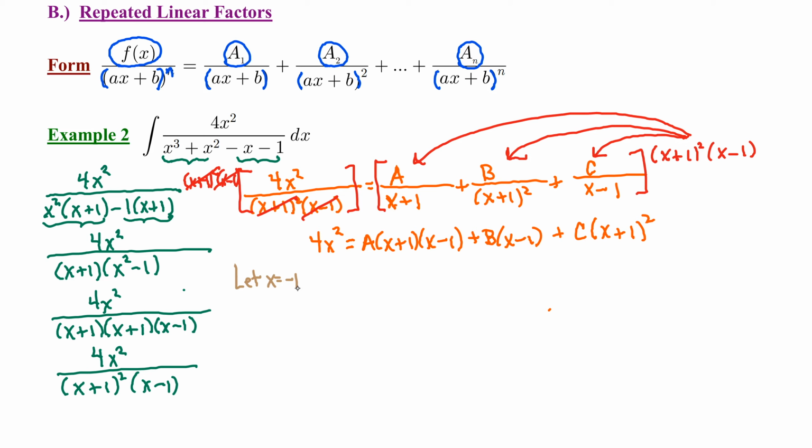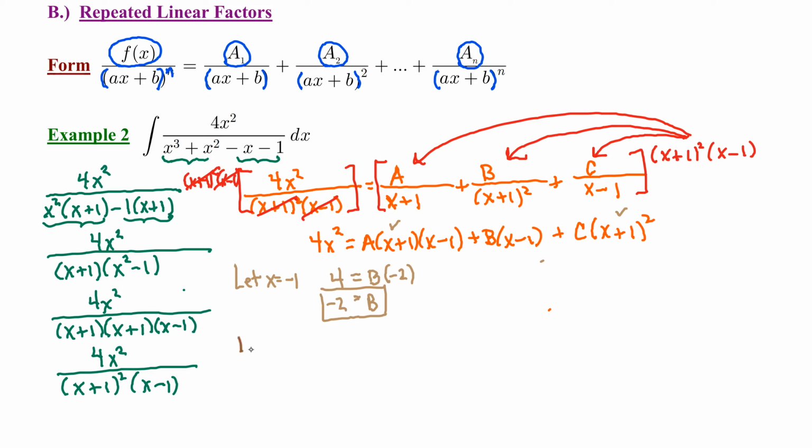When I plug -1 in for x, we're going to end up with, on the left side, 4 equals, because 4 times -1 squared is 4. And notice when I plug in -1 here, I'd get a factor of 0. That whole term goes away, and the same is going to be true for the last factor. So we end up with b times -2. So we can go ahead and solve for b, and we obtain b equals -2.